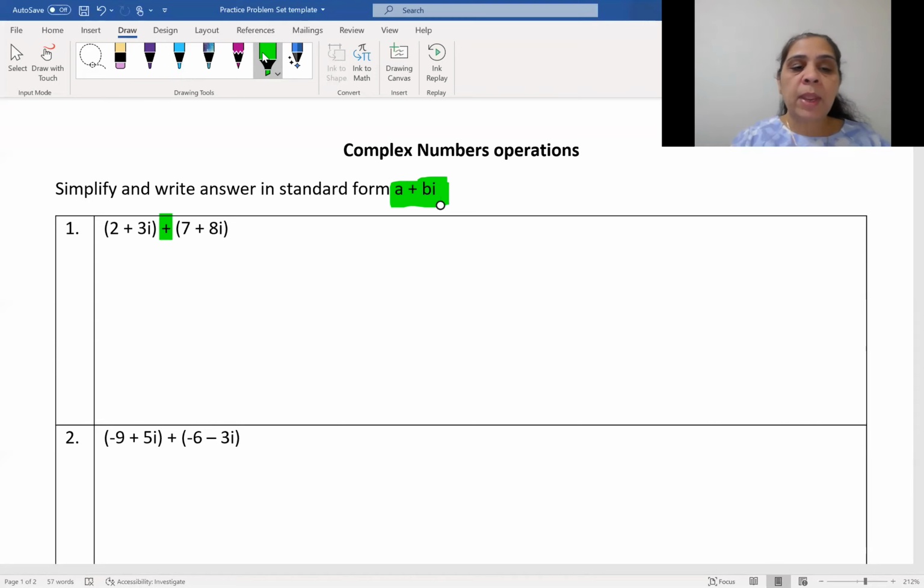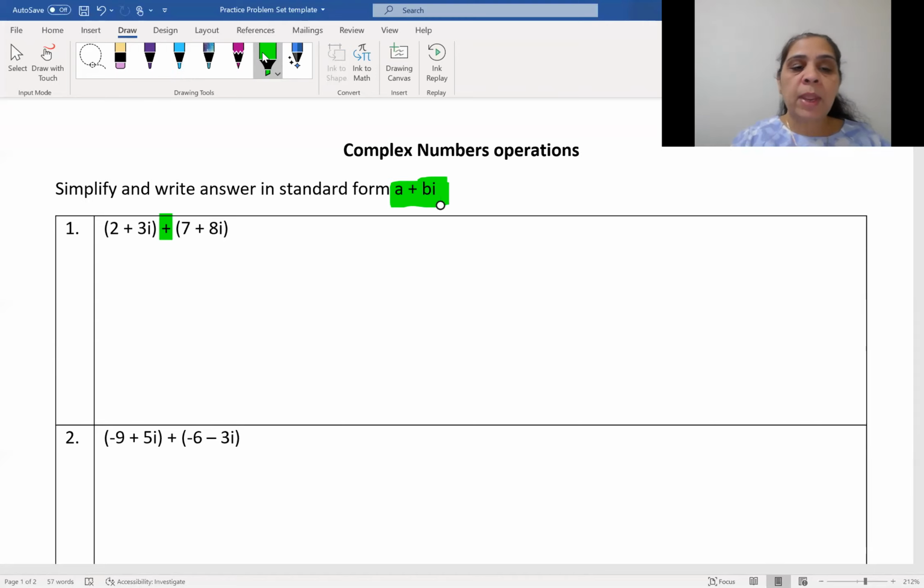What are the steps to add complex numbers? It's exactly the same as adding two polynomials. How do we do that? Combine like terms. Here we have exactly the same thing. The real parts are 2 and 7, so we will add 2 plus 7, and the imaginary parts are 3i and 8i. You can write them next to each other so you can see better.